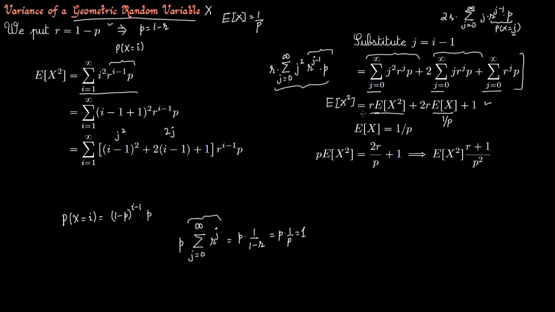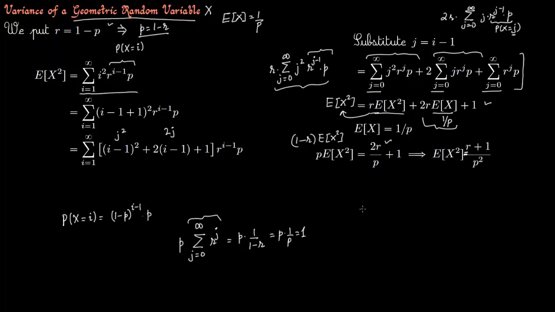So I'm going to take this term to this side, and you get (1 minus r) times expectation of X squared. Now 1 minus r is just p. So p times expectation of X squared is equal to 2r divided by p plus 1, so this is 2r by p plus 1. Now you divide both sides by p, and expectation of X squared comes out to be r plus 1 by p squared.